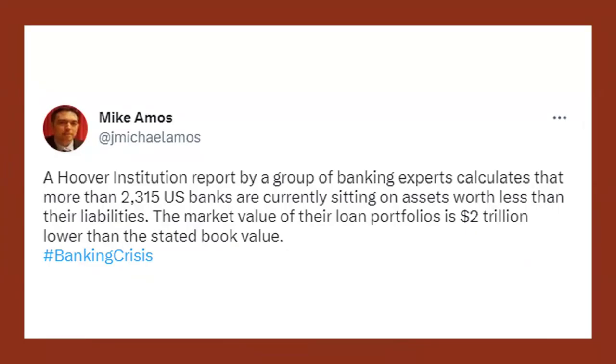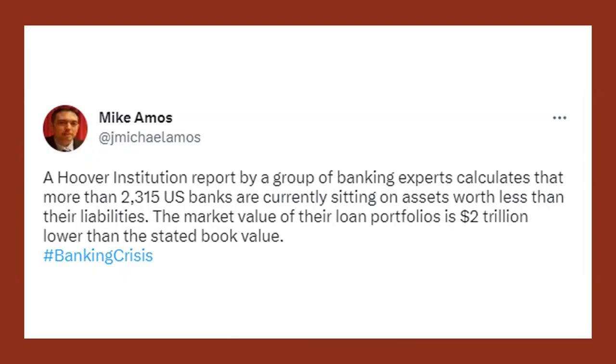This is a Hoover Institution report by a group of banking experts. It calculates that more than 2,300 US banks are currently sitting on assets worth less than their liabilities. The market value of their loan portfolios is $2 trillion lower than their stated book value.